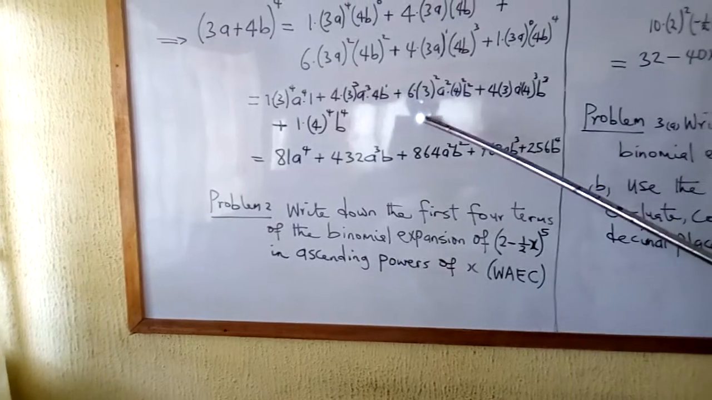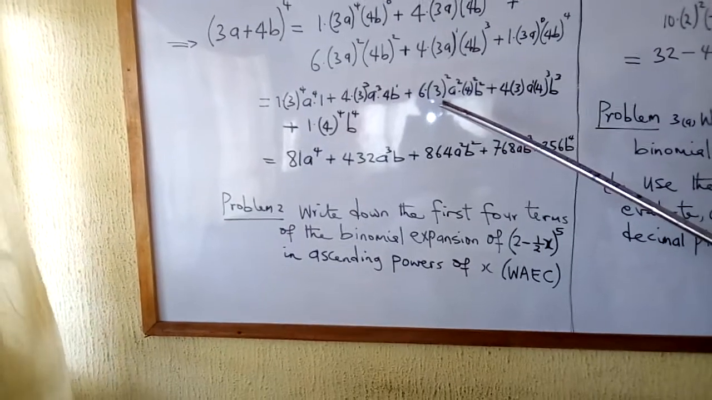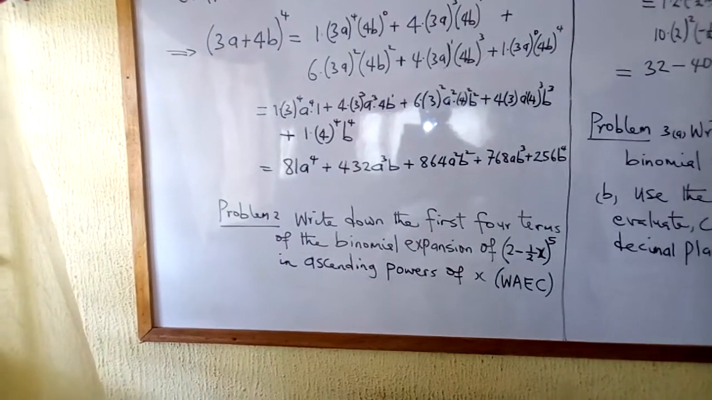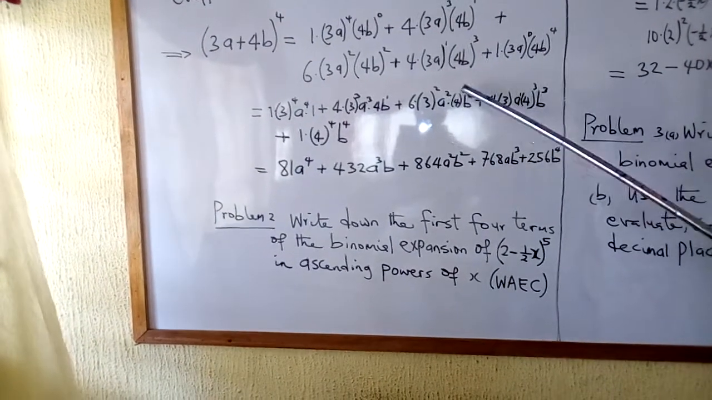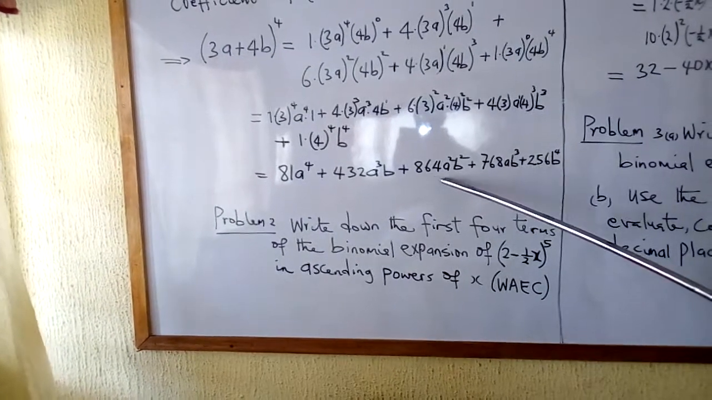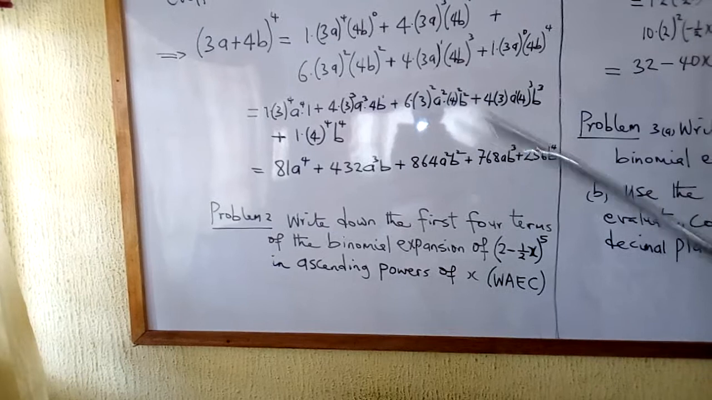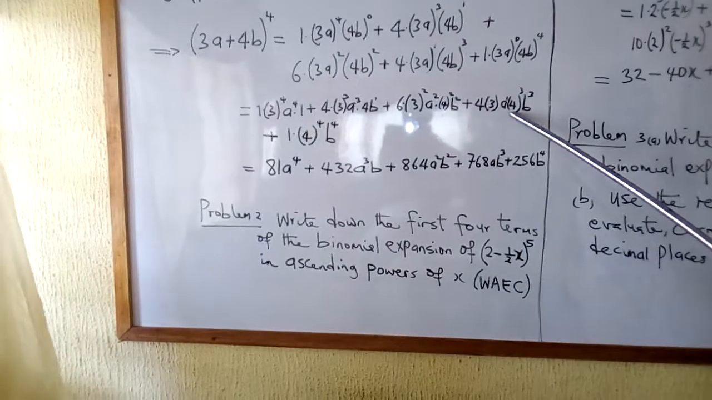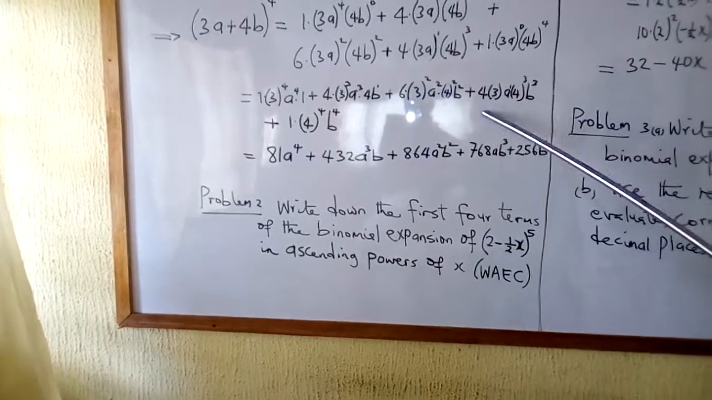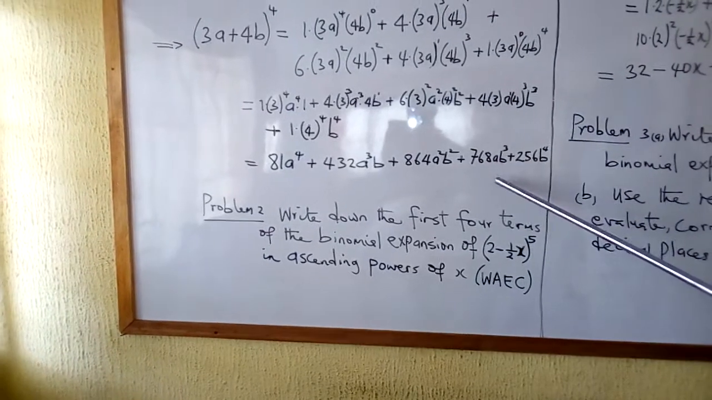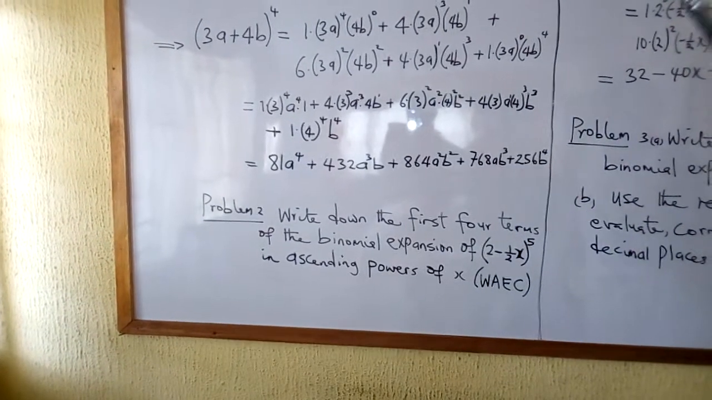Then 6. 3 raised to power 2 here is 9. 9 times 6 is 54. 54 times 4 squared, which is 16. 54 times 16 is 864a raised to power 2, b raised to power 2. Then 4 raised to power 3 here is 64, 4 times 4 times 4. 4 times 3 is 12. 12 times 64 is 768ab raised to power 3.